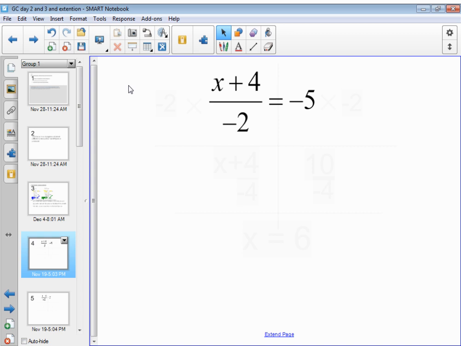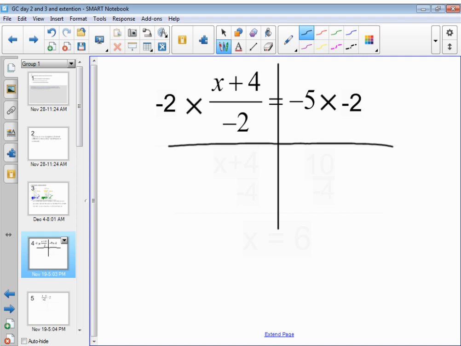Our first example is x plus 4 divided by negative 2 equals negative 5. Same steps as yesterday. For the first one, you want to draw that line down your equal sign. That way you know what you do to one side, you have to do to the other. We're going to use our inverse operations, and we need to get rid of our denominator. So since a fraction means division, we are now multiplying both sides by negative 2. When we do this, our left side is left with x plus 4, and our right side is now positive 10.